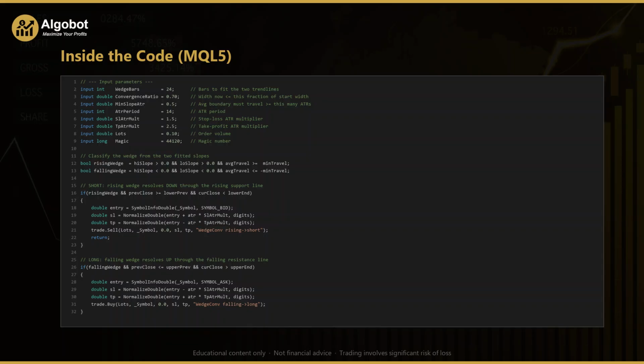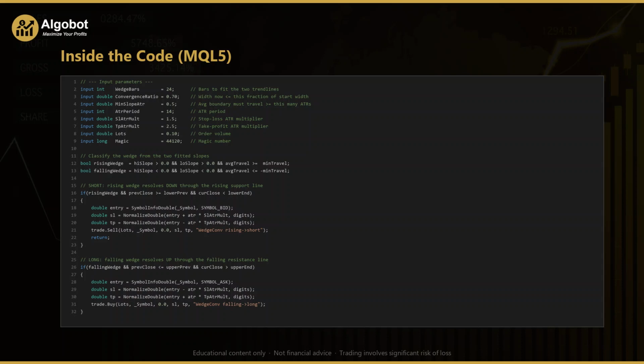The condition fires when we have a rising wedge. The prior close was at or above the support line, and the current close has dropped below it. When that's true, entry is taken at the bid. The stop is placed 1.5 ATR above entry. The take profit is 2.5 ATR below, and the trade.sell call sends the order.